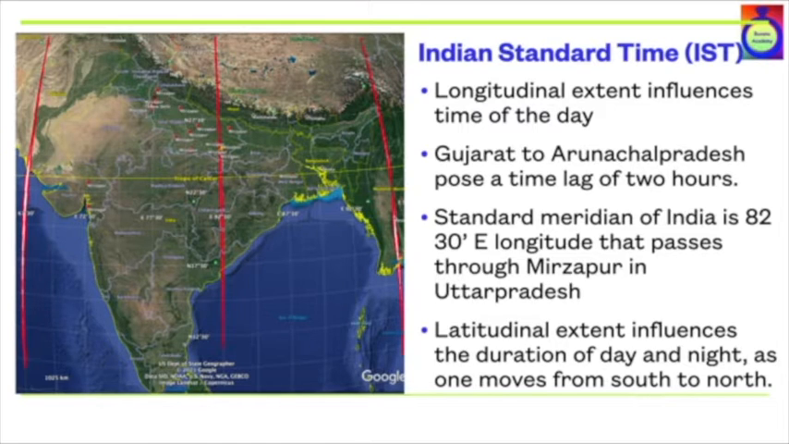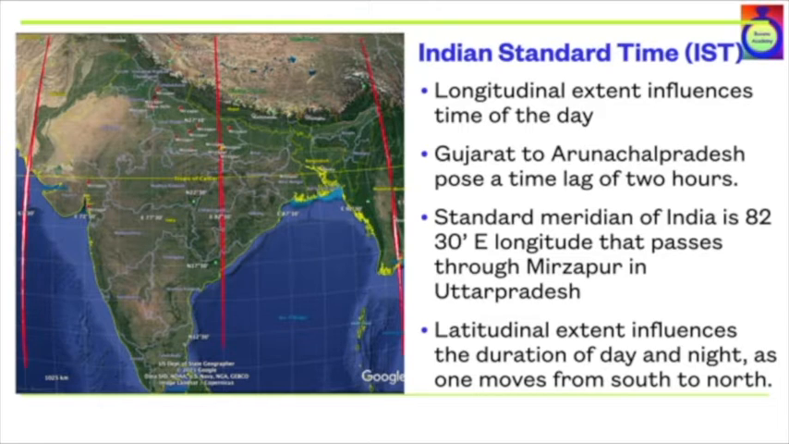In the case of our country, we have chosen the 82 degree 30 minute eastern longitude that runs through Mirzapur town in Uttar Pradesh. This 82 degree 30 minute longitude is exactly the midway point between the western end of India's eastern longitude extent and the eastern end of India's eastern longitude extent.